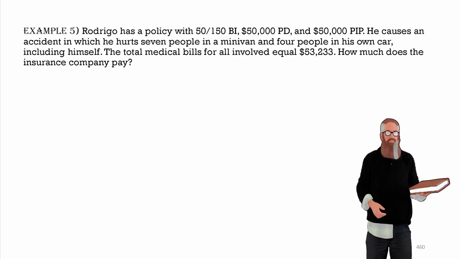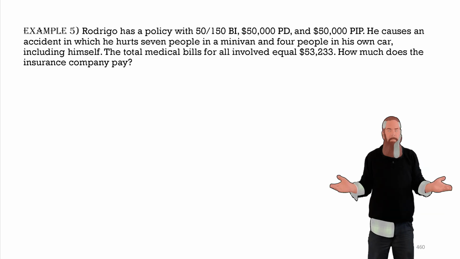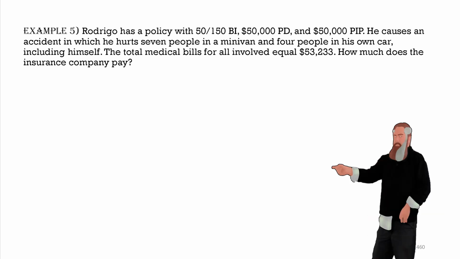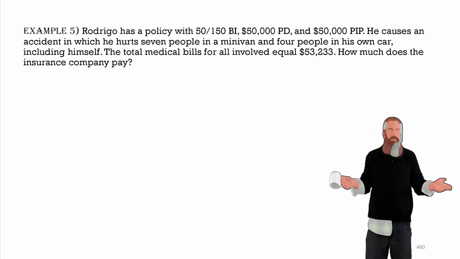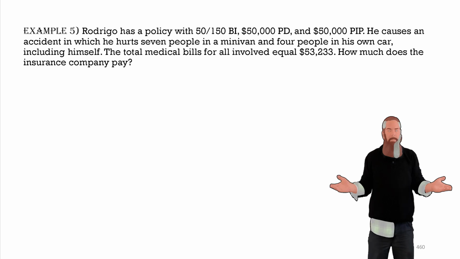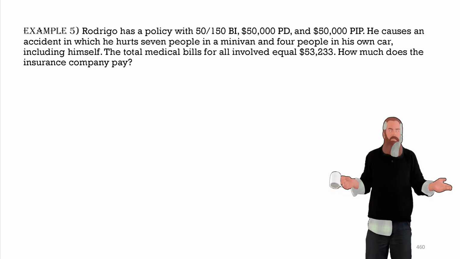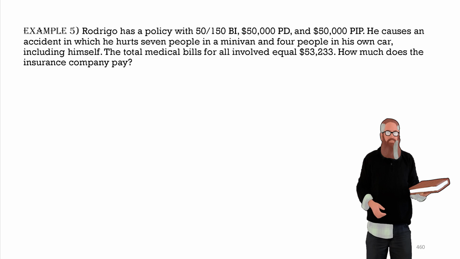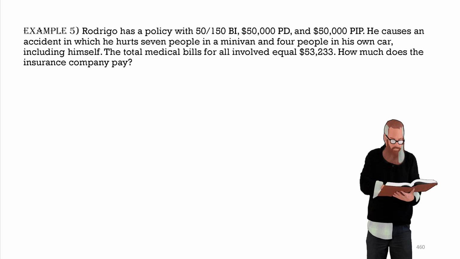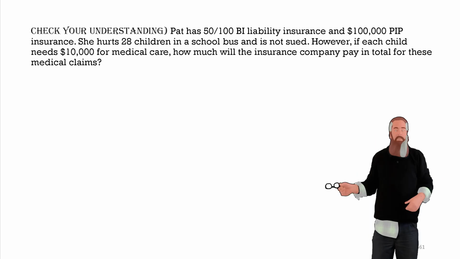Rodrigo is covered by his PIP, which is limited to $50,000 per person per accident. PIP takes care of medical payments without regard to who is at fault. The company pays the entire $53,233 as long as no individual person requests more than $50,000. Notice that bodily injury limits were not relevant in this scenario because there was no lawsuit, just medical claims under PIP. Now, let's check your understanding of that.